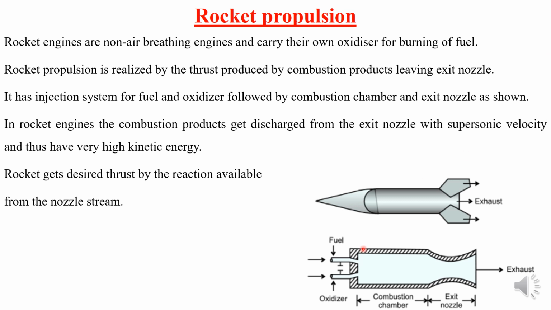So we have the fuel over here, and one pipeline for fuel, one pipeline for oxidizer. Then they mix in the combustion chamber, and it produces the exhaust gas. Then it goes to the exit nozzle, where it gives the high velocity gases. Got it? So this is how the basic things will be there in the rocket propulsion system.